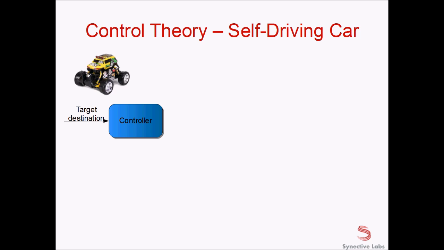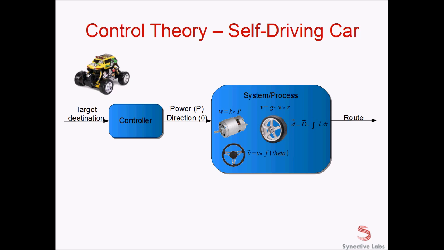So here I have a self-driving toy car which takes a target destination, feeds that into a built-in software controller which generates control to the DC motor of the car as well as the steering. The result is an output route that hopefully leads to the destination.